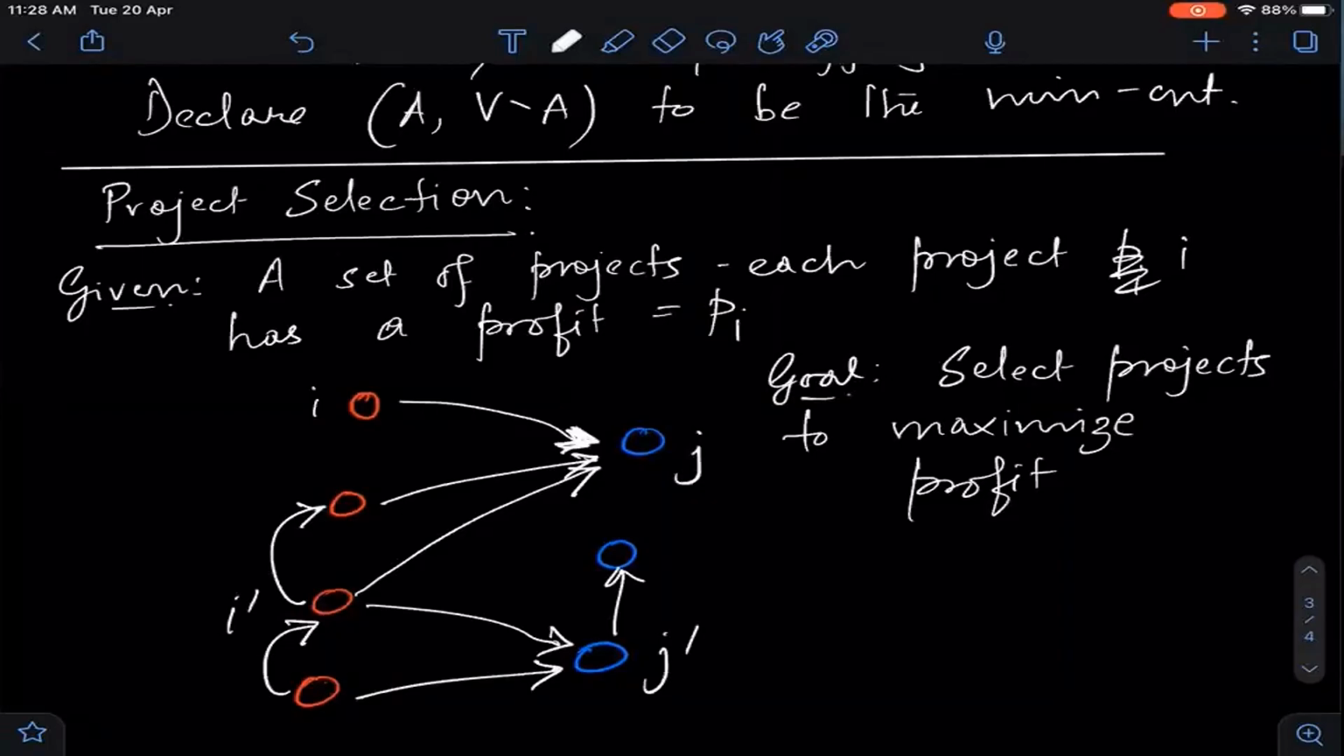Now this should be a bit surprising at this point because there is a trivial solution. Based on what I have said so far, there should be a trivial solution to this problem. What is the trivial solution? What is the trivial solution to maximize profit? Yeah, you just select all the projects, right? Based on what I have said so far.